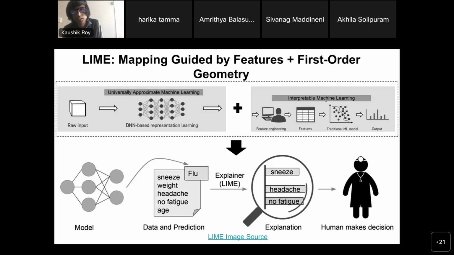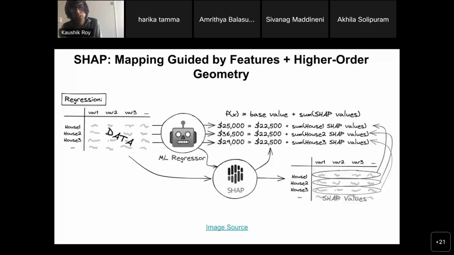So, a slightly more advanced technique is a technique called Shapley values. It is inspired by game theory. In game theory, when you have multiple players playing a game, you can measure the contributions of each player towards playing that game in a specific way.